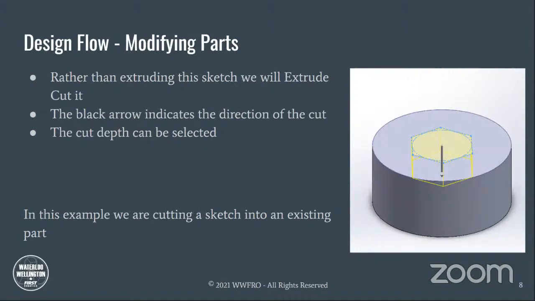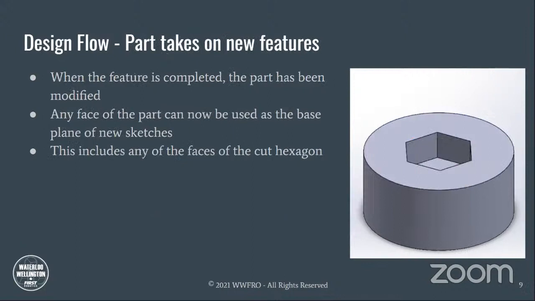So if we do an extruded cut this time, you can see the little black arrow is pointing down, which means that feature is going down into the part. This will be removing material from it. So we click OK. That hex shape is removed from the cylinder. And we've got a part that hopefully looks like what we want.